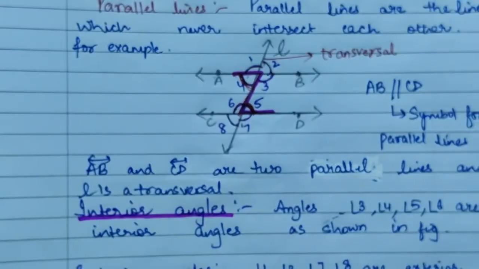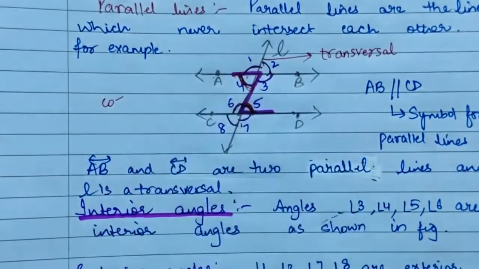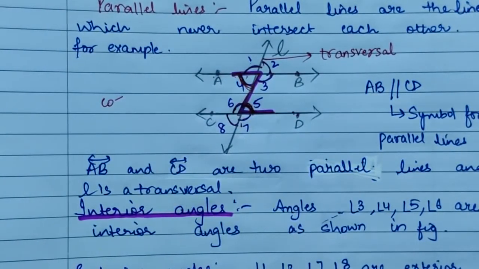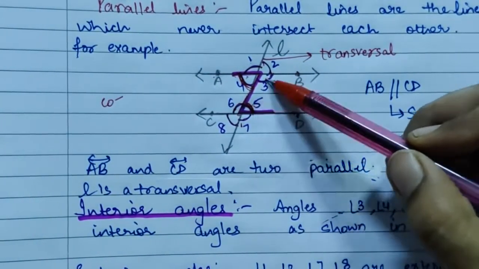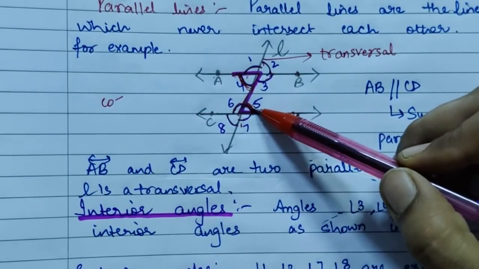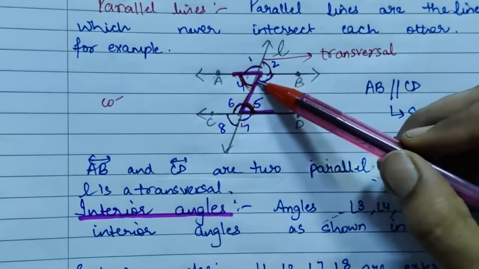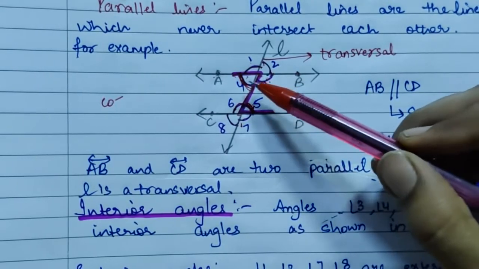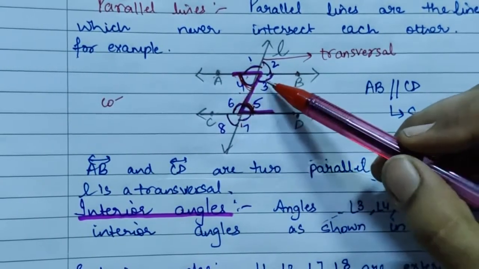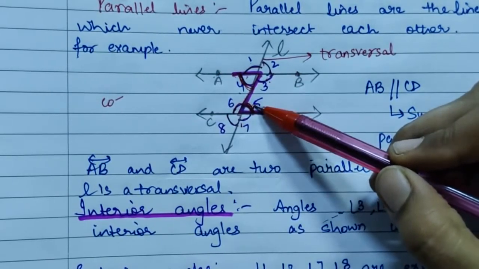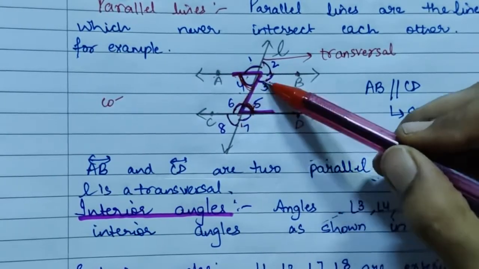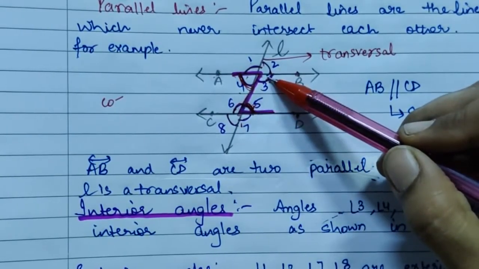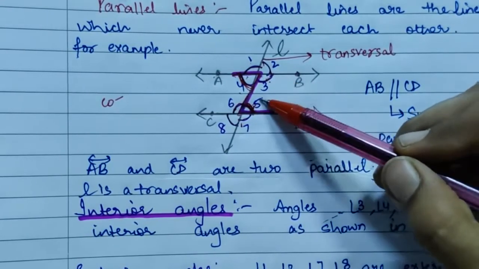Now let us discuss co-interior angles. Co means consecutive. Interior means inside. So these two angles, if you see, they are inside angles, interior angles. I am talking about the right hand side, then we will talk about the left hand side. So these are the interior angles, and there is no other angle in between them. So these are the co-interior. Co means consecutive interior angles.